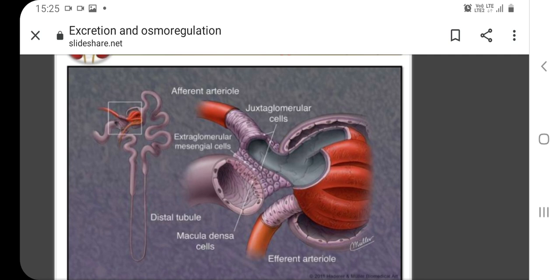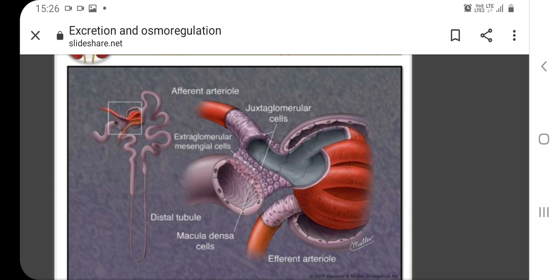When hormone triggers macula densa cell in the distal convoluted tubule, due to variation in blood volume or blood pressure or electrolyte balance, these cells can immediately communicate the problem to the capillary in afferent and efferent arteriole, which can constrict or relax to change the glomerular filtration rate of the kidney.